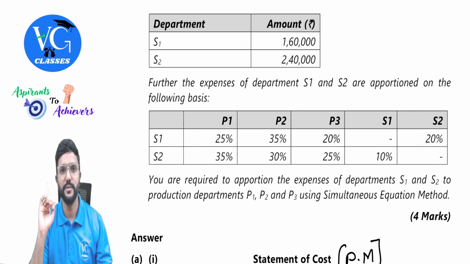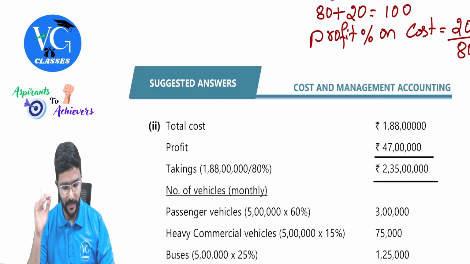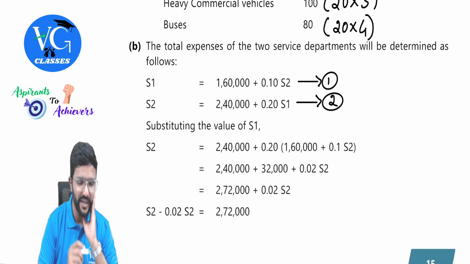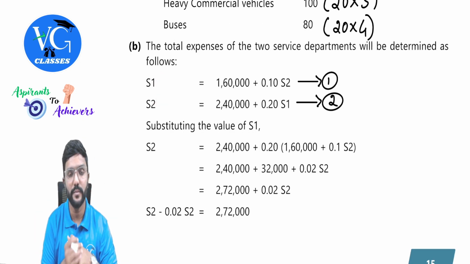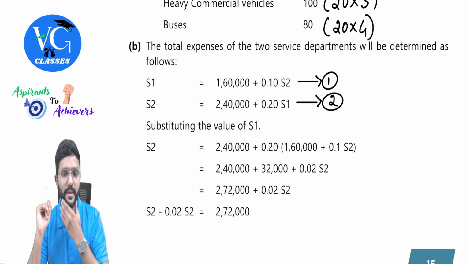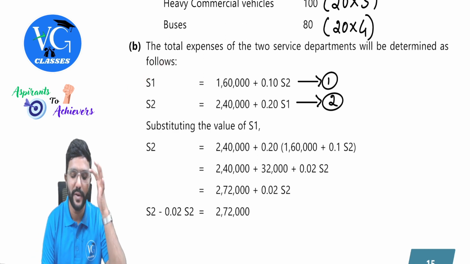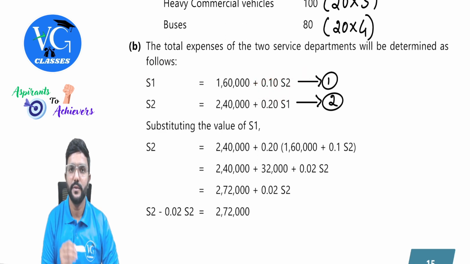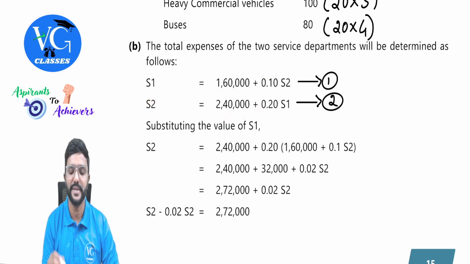Got it? Here they have assumed the total cost of service department 1 as S1 itself and the total cost of service department 2 as S2 itself. If you feel you will get confused, better you can use X, Y, P, Q, something like that, instead of S1, S2, because the service department names are the same. But if you're comfortable doing it like this, you can. So S1 total cost would be 1,60,000 plus 0.10 of S2, that is 10% of S2, where S2 is the total cost of service department 2. And S2 is equal to 2,40,000 plus 20% of S1.